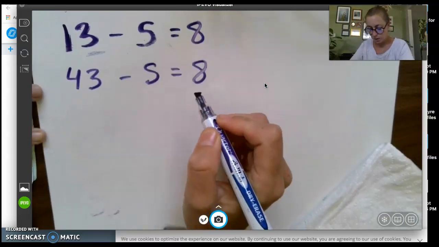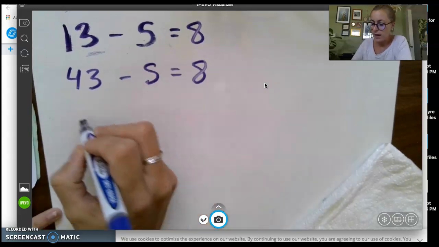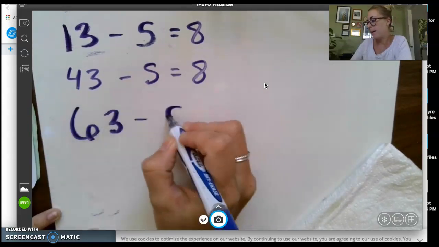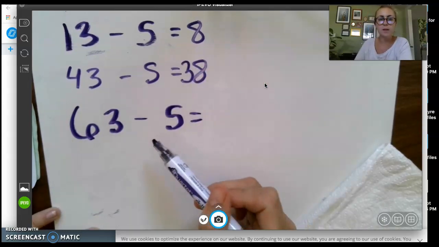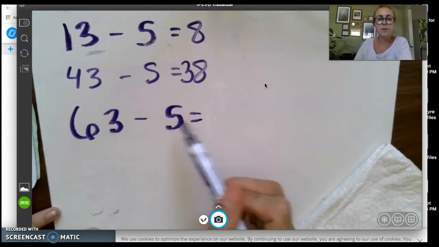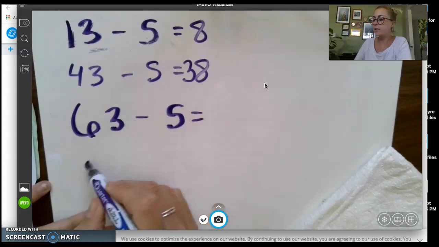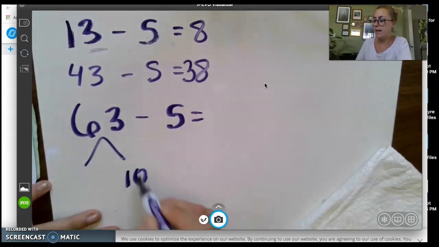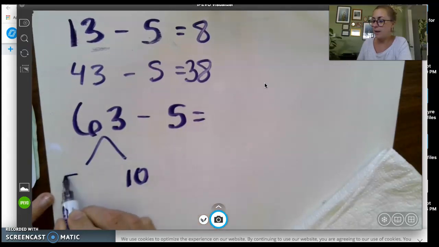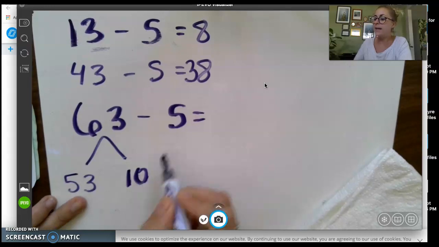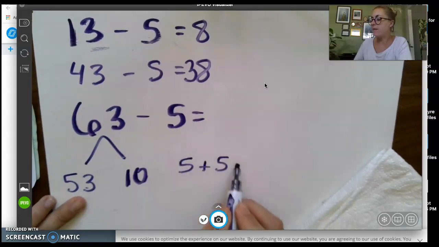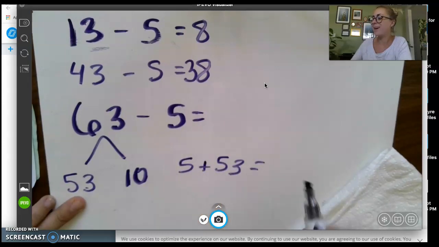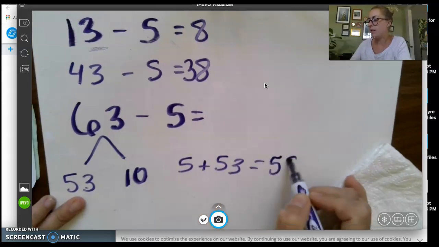Let's see if it keeps on working. So I'm going to do, this time, 63 minus 5. So what's my first step? I'm going to take out my 10. I know 10 less than 63 is the same as 53. 10 minus 5 is 5. And then I have to add my 53 that I have here. And then I get 58.